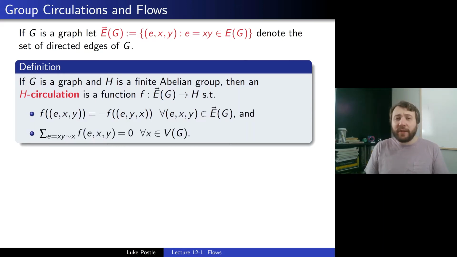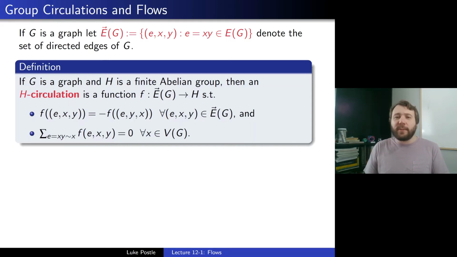And then the other thing we have is that the sum of the edges around a vertex, so E equal xy, again that's over maybe multi-edges, the sum of all of those should equal 0 for every x in V of G. And you can see there where we're using the abelianness, the commutativity, because then the sum is well defined. So those are the two big things. We'll also call H circulation.